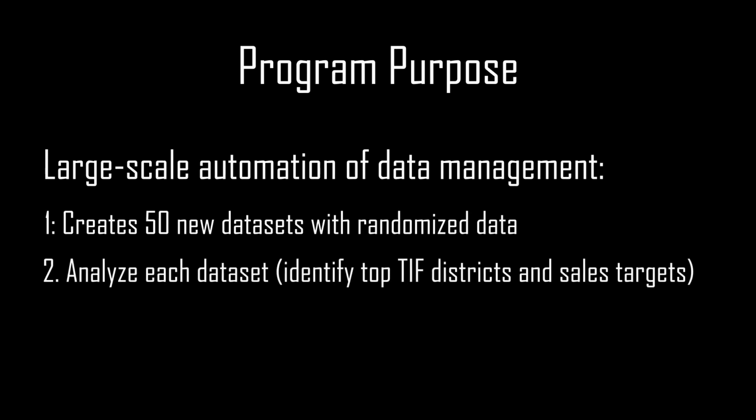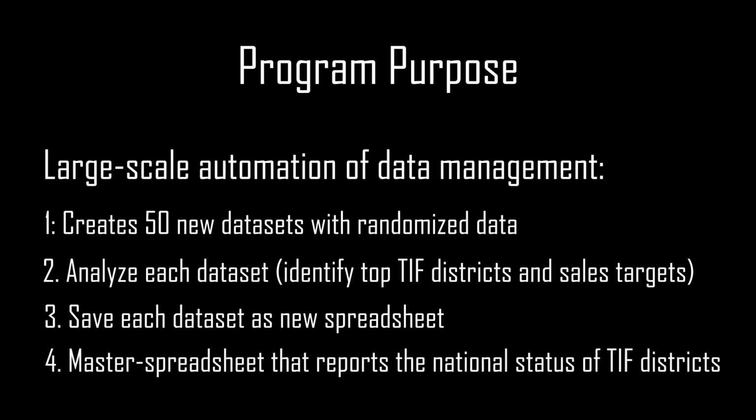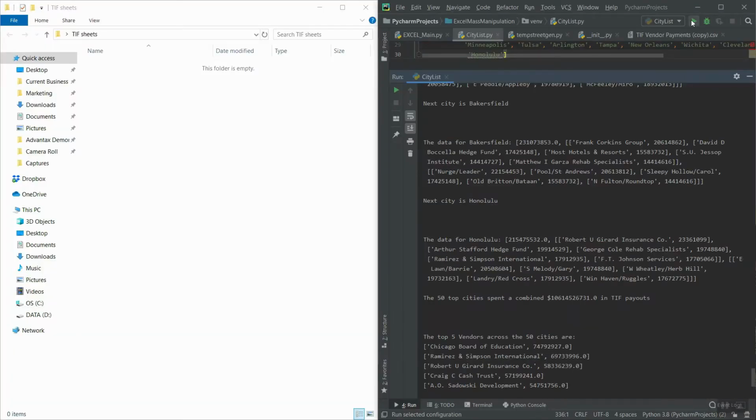Next, it analyzes each dataset to identify the top TIF districts and sales targets. It then saves each dataset in a new spreadsheet file, and finally it creates a master spreadsheet that reports on the national status of TIF districts. Before checking out the code, I'll show the program in action. On the left, you'll be able to see the new spreadsheets added to the empty folder.